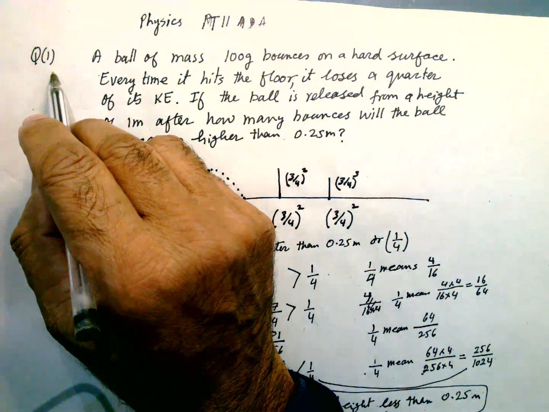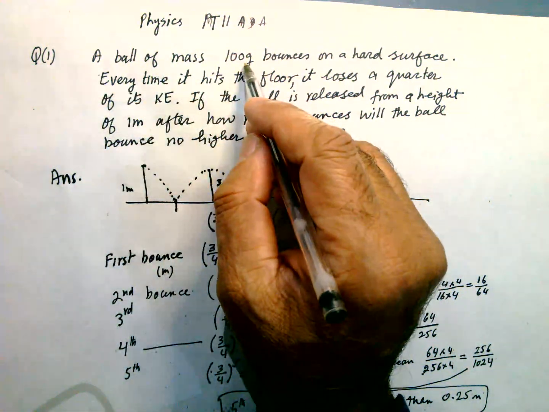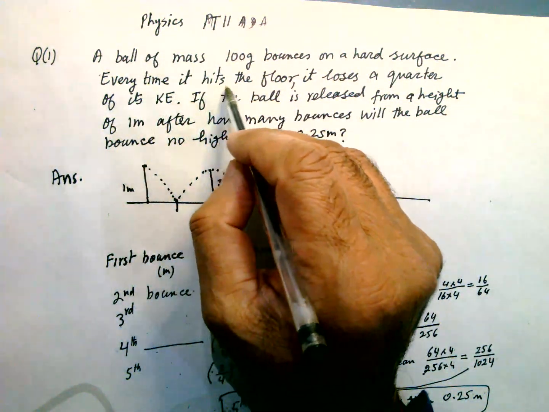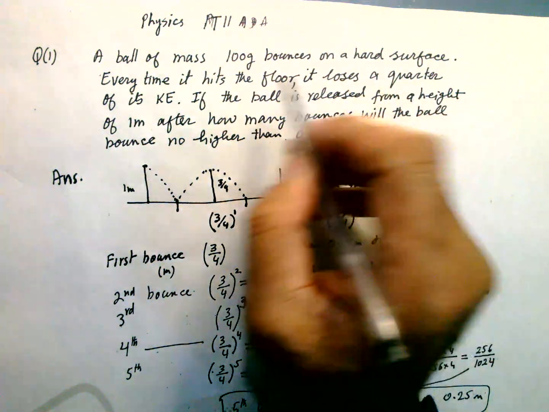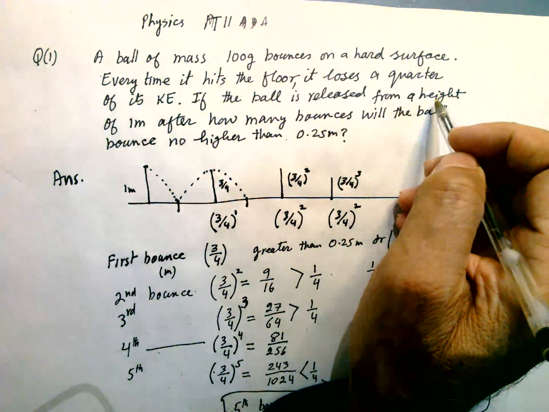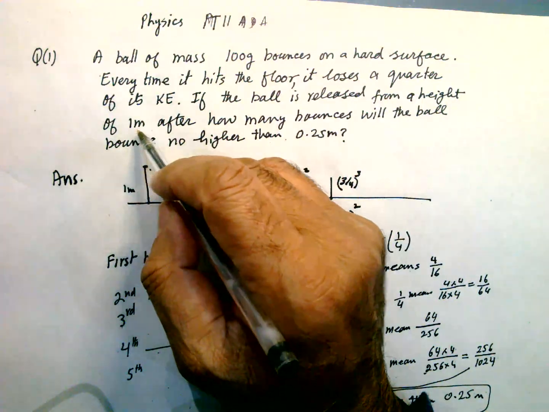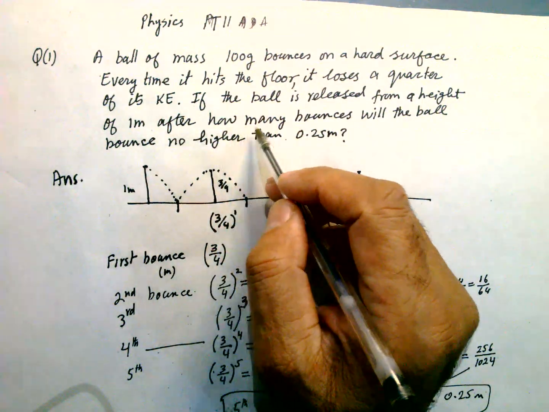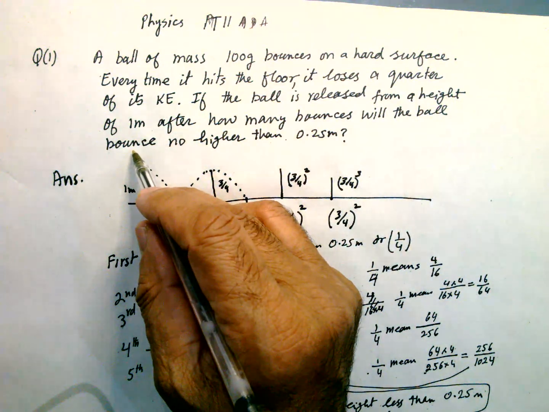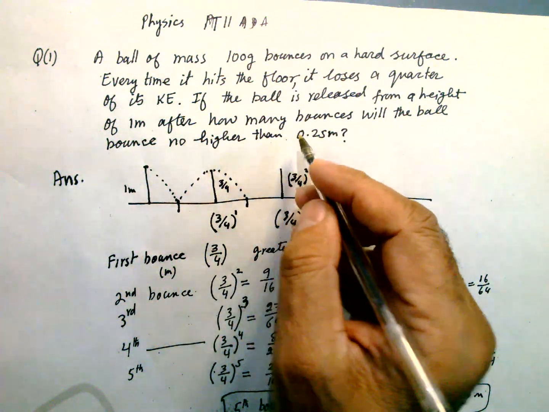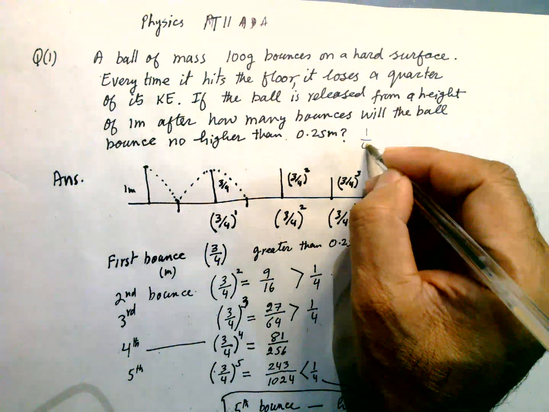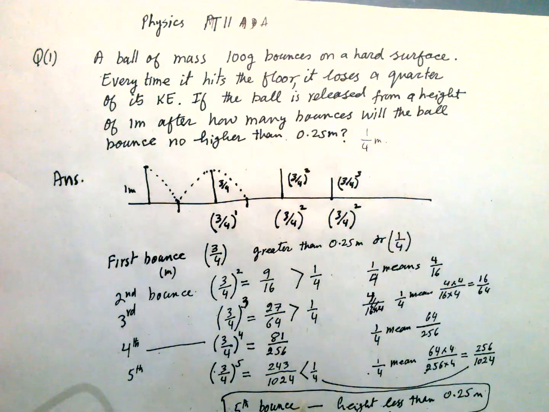Question number 1. A ball of mass 100 gram bounces on a hard surface. Every time it hits the floor, it loses a quarter of its kinetic energy. If the ball is released from a height of 1 meter, after how many bounces will the ball bounce no higher than 0.25 meter, or 1 over 4 meter?